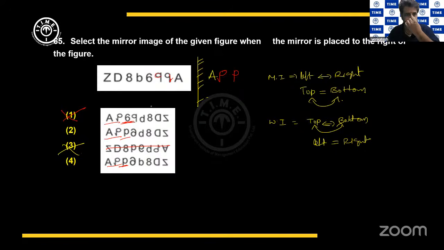Next. 6 will appear as a 6. Yeah, both the places it is same. Now the B will appear as a D. So D, and it is B. So this is not the option. So the fourth is ruled out. Second is your answer. Simple. Fine. Let's move to the next question.